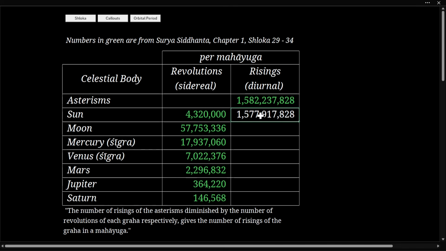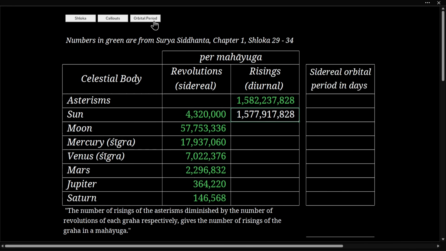Very simple. So you see, what does this line tell us? This line tells us that to make 4,320,000 revolutions, the sun takes 1,577,917,828 solar days. Therefore, to make one revolution, how many solar days does the sun take? This is a very elementary 3rd standard division problem. You take this divided by this. And what do you expect you will get?